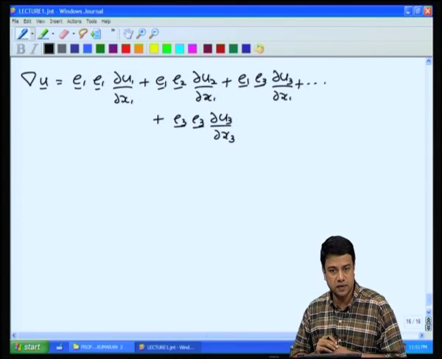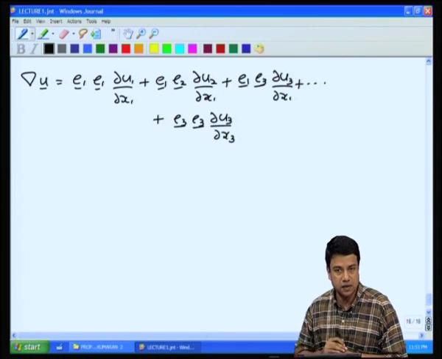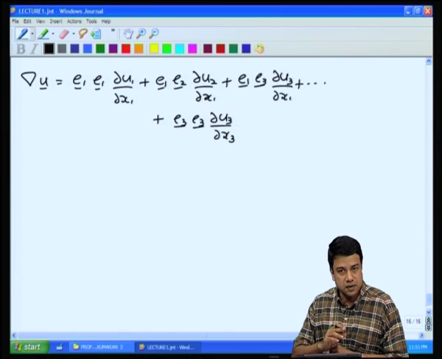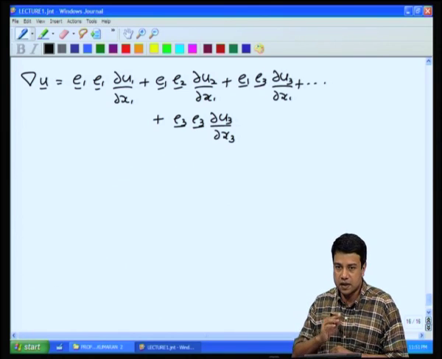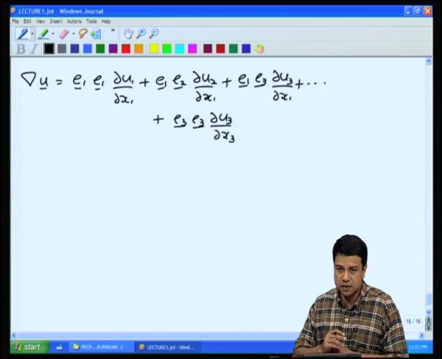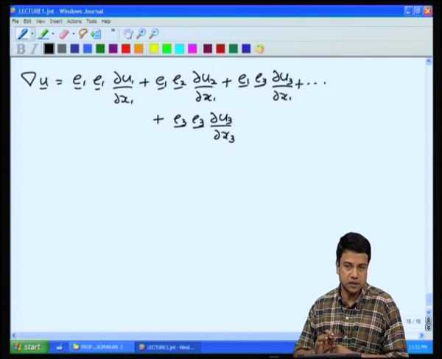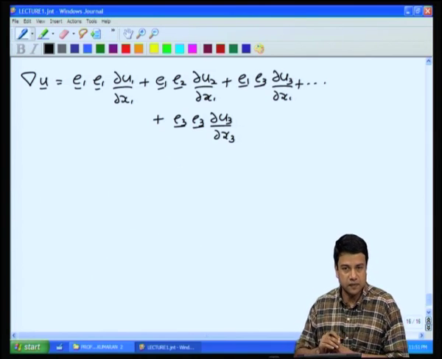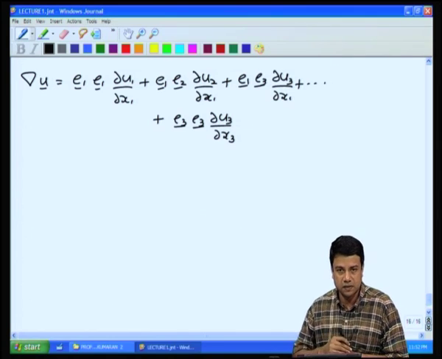3 components of velocity, they can vary in any one of 3 directions. Okay. This is a second order tensor. The gradient of velocity is a second order tensor. It is not the divergence, which is a scalar. It is not the curl, which is a vector. It is the gradient of the velocity, which is a second order tensor. Okay.